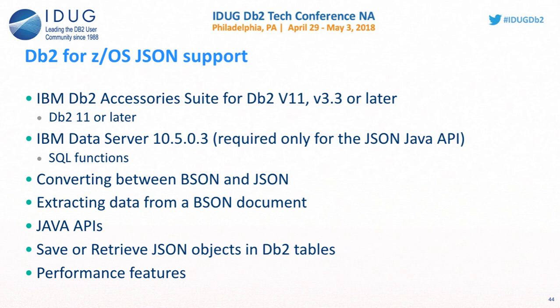The Java APIs have some good functionality. I wasn't dealing with Java, sorry. It's in the documentation. You can save or retrieve JSON objects into DB2 tables with some of these functions. They've also got what they call performance features, which in my case seemed like, yeah, it's faster than doing it by hand.